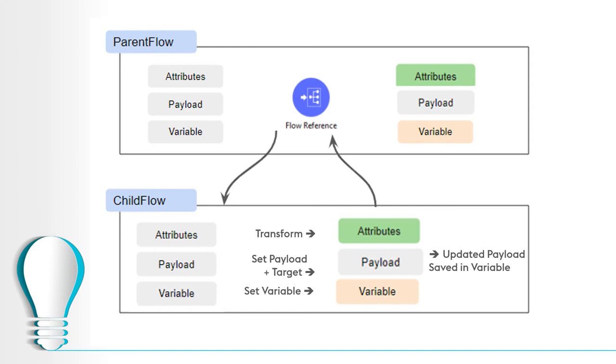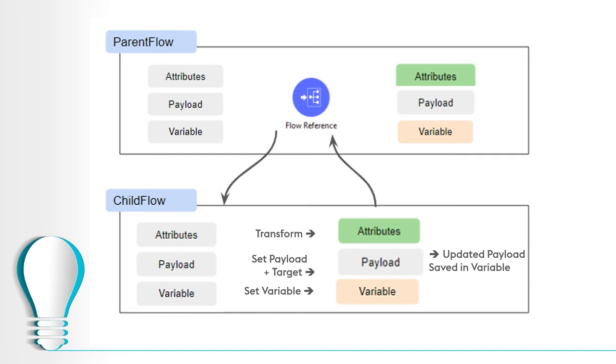But in this case, when you are updating your payload, the updated payload is saved in a target variable with the name that is given by you in the target location. And again, let's see the last part as well. And variable, if you are using set variable in your child flow, then your variable will be changed. But when you send the control back to your main flow reference, here is how they will be accessible: attributes which were earlier present in the parent flow would now be changed because you used transform attributes in the child flow.